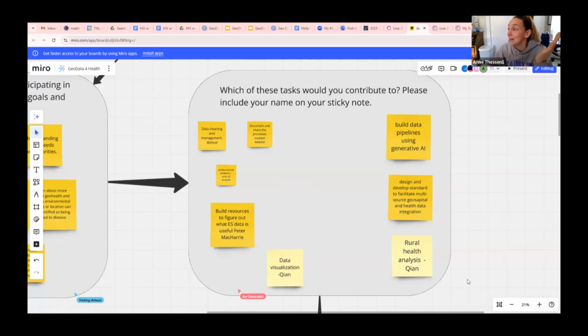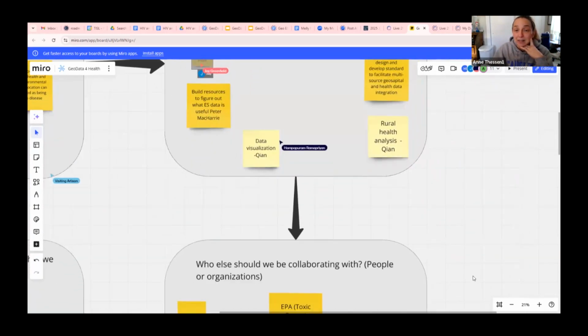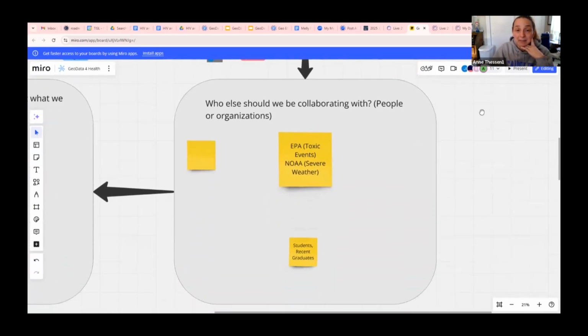So if you wake up at 3 a.m. tomorrow and say, I have an idea, the board will still be here and you're welcome to add another sticky to it. Okay, so let's move on to the next bubble.